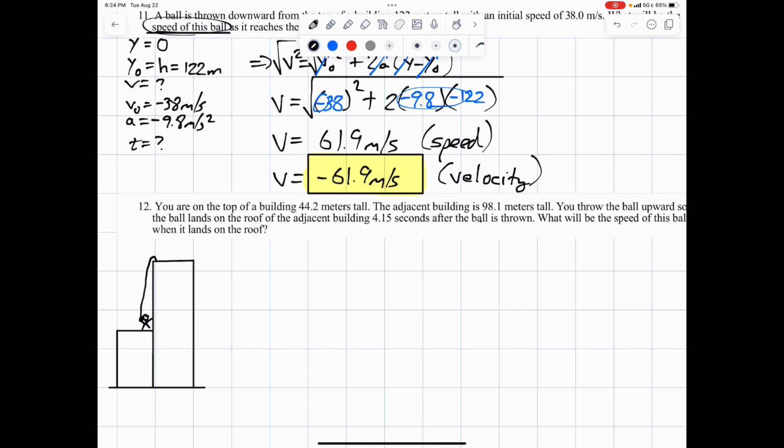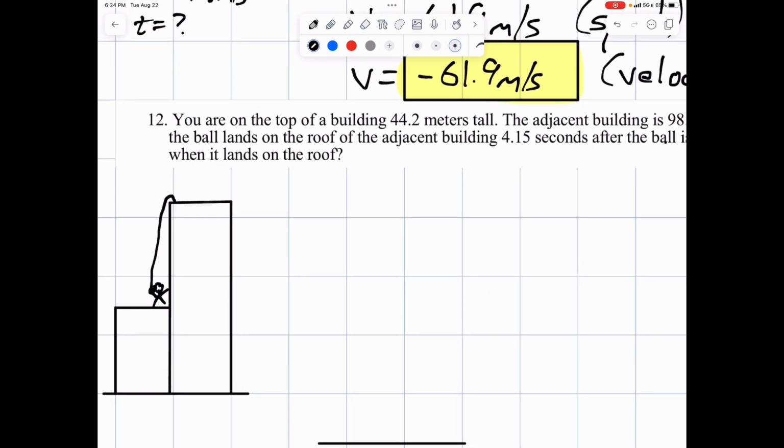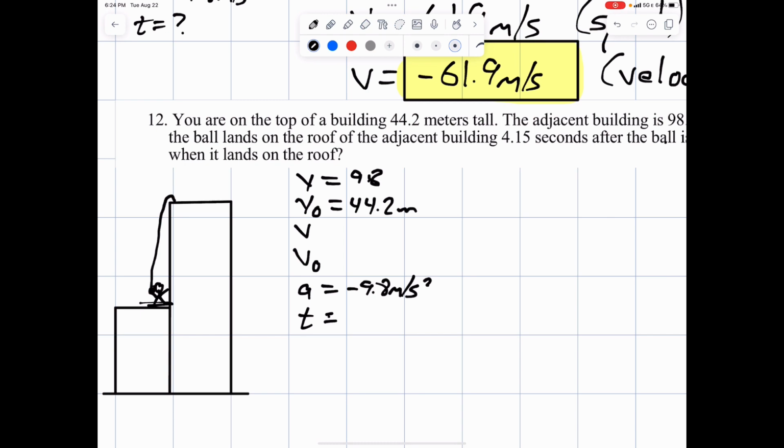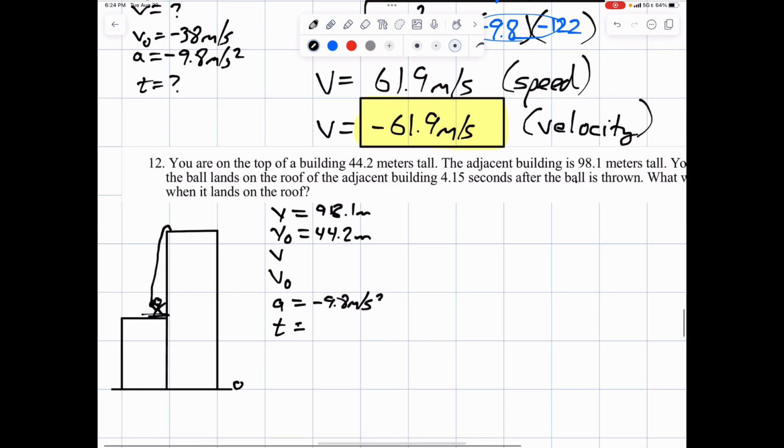And let's list our stuff. The ball is the only thing moving, so we really need one list. And so we have y, y naught, v, v naught, a, and t. So a is negative 9.8 meters per second squared. Y naught, I'm going to let that be 44.2 meters, where we're starting, and then y be the height of the other building that it lands on, which is 98.1 meters tall. Meaning 0 is down here at the bottom.